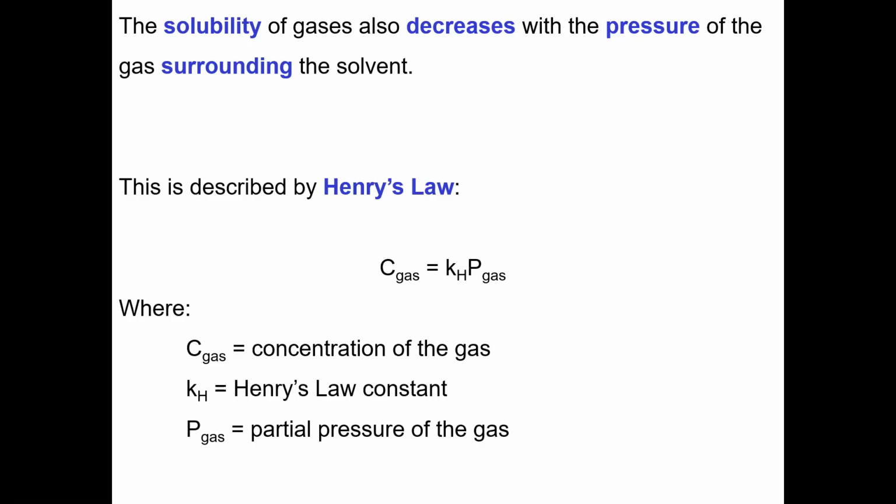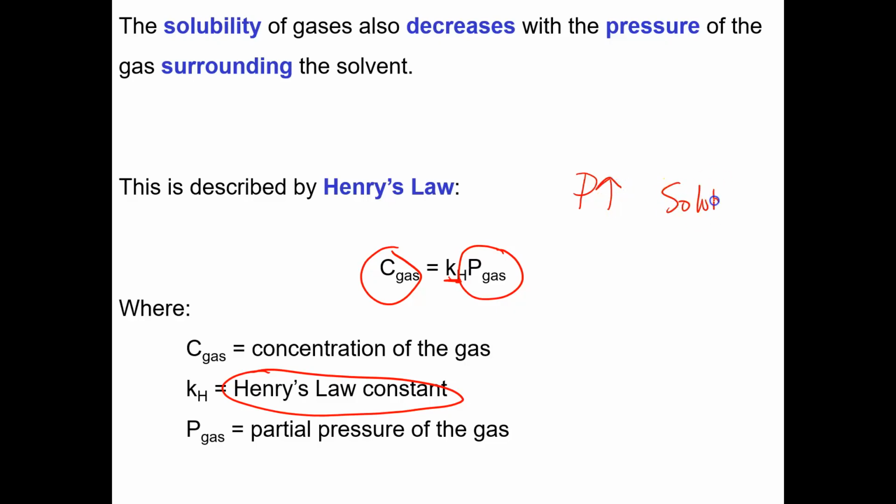The solubility of gases is also dependent on the pressure of the gas surrounding the solvent, and this is described by Henry's law, which says that the concentration of the gas in our solvent is equal to a constant, which is called the Henry's law constant, multiplied by the partial pressure of the gas surrounding the solvent. And so what this means is that as the pressure of the gas goes up, the solubility goes up.